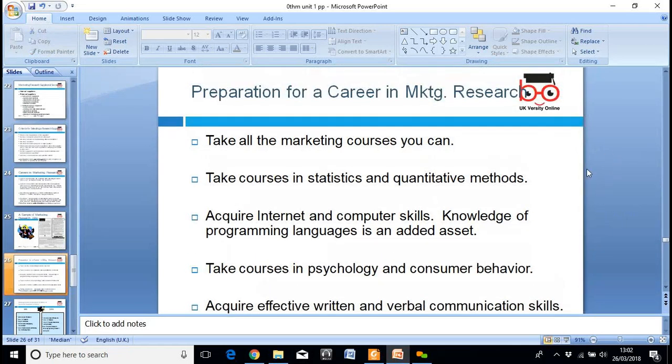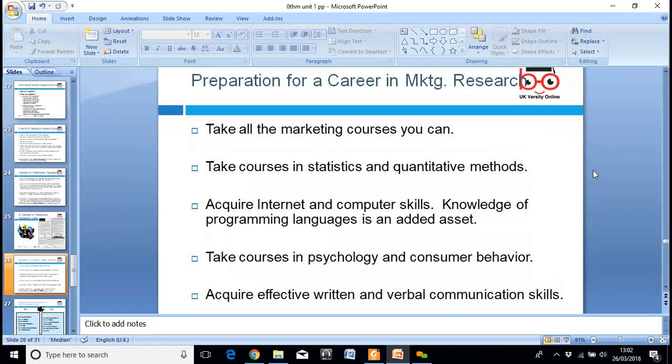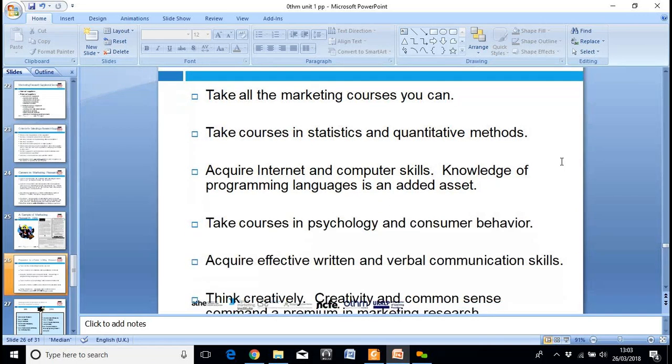So to prepare for a marketing career, you would have to take all the marketing courses you can, take courses in statistics and quantitative methods. There are quantitative and qualitative. Quantitative is lots and lots of data to produce the effect. The other is specific data of high quality to actually produce the way you want it. So there are different methods of collecting those statistics. Acquire good internet and computer skills, take courses in psychology.